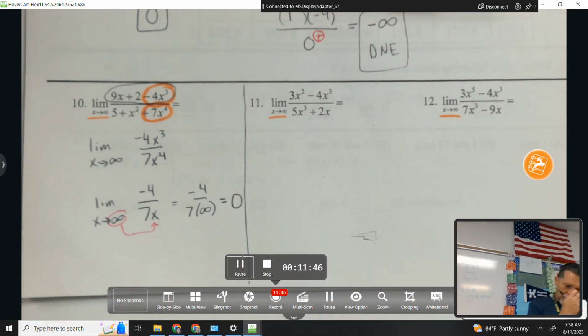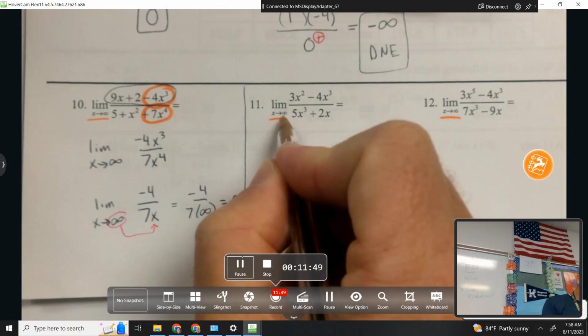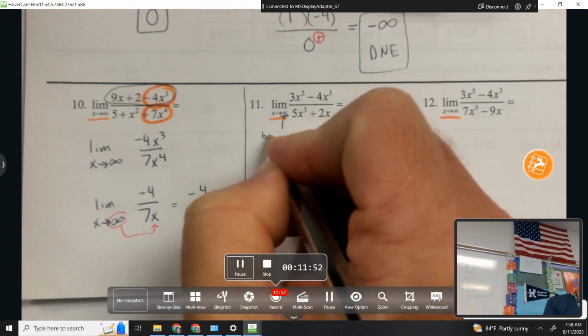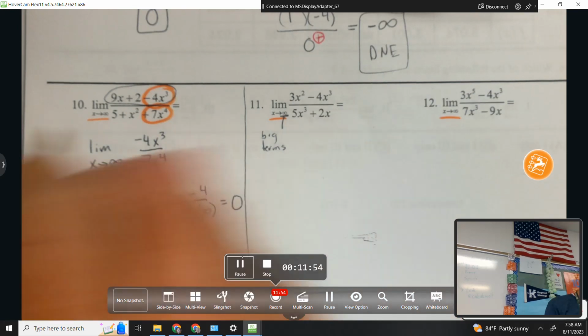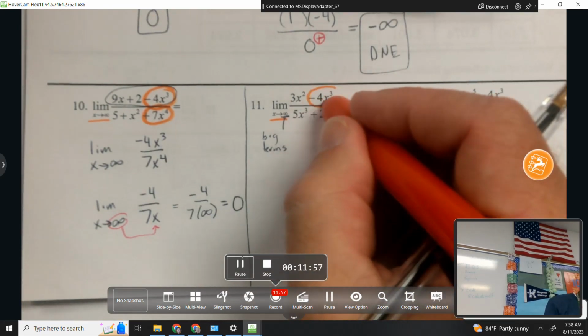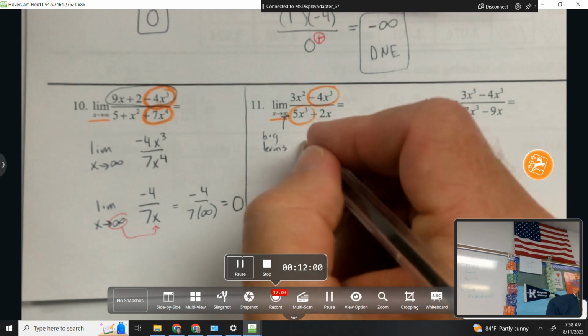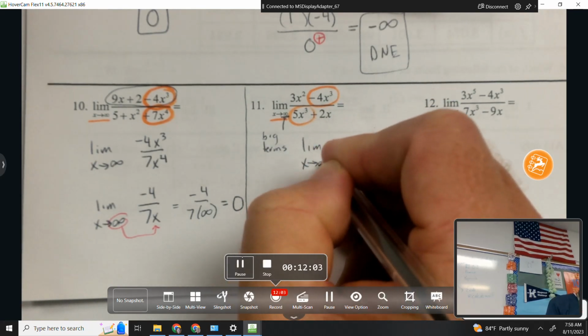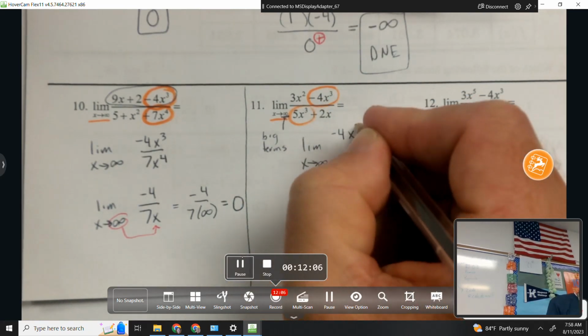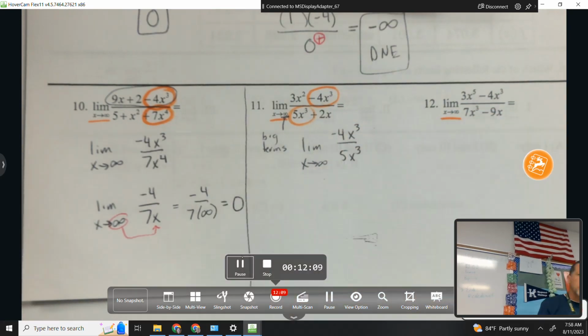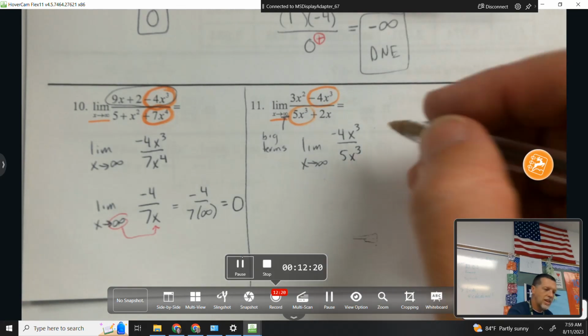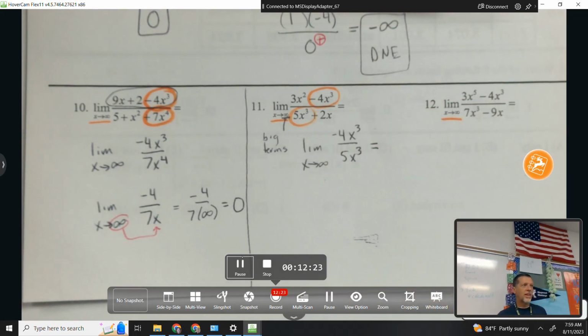All right, let's try the same thing with number 11. Again, x goes to infinity. Infinity means you want the big terms. The big terms are what's important. So 4x cubed and 5x cubed. Oops, make sure you get the sign with it. Negative 4x cubed and 5x cubed. So what do you think that equals? I'd argue that's even easier than the last one. Just negative 4/5, because the x cubes will cancel.